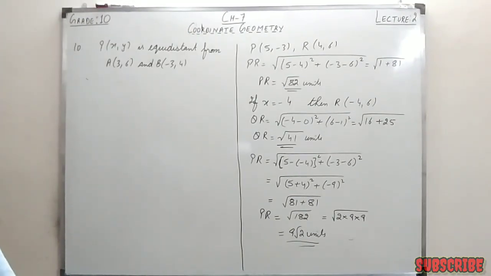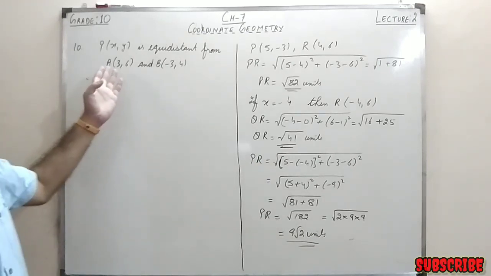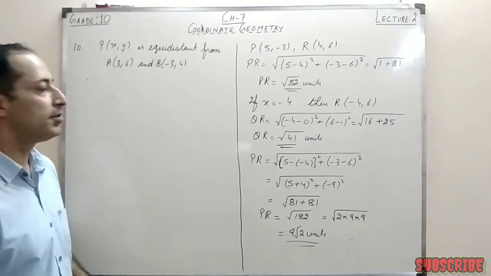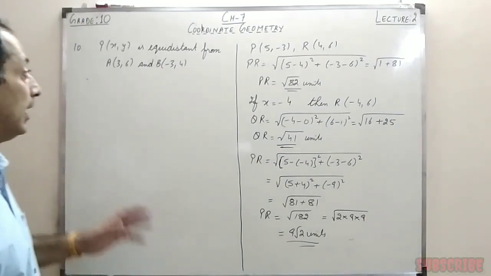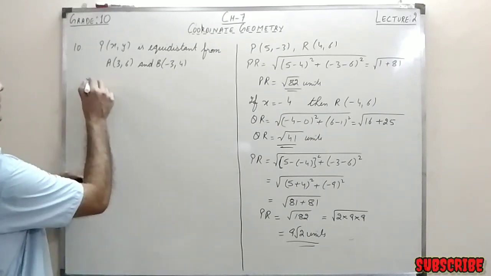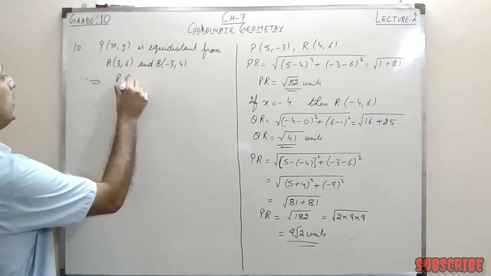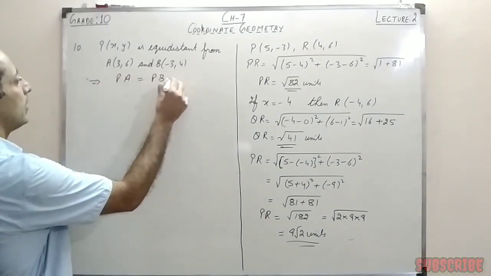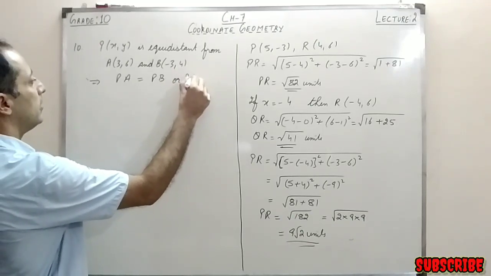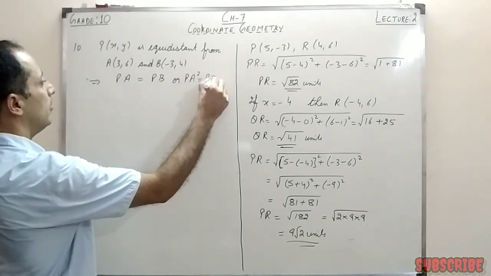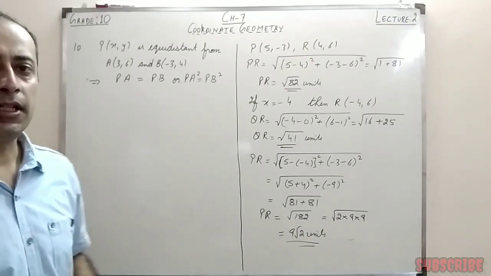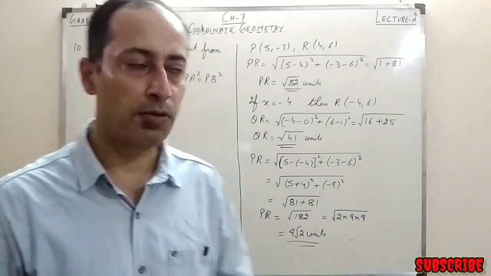In the 10th question it is given, we have to find the relation between x and y such that the point (x, y) is equidistant from the points (3, 6) and (minus 3, 4). So what we have supposed, P is (x, y), equidistant from A (3, 6) and B (minus 3, 4). Again, this means that PA is equal to PB, or I can say PA square is equal to PB square. Why are we squaring? Again, to remove the square roots.